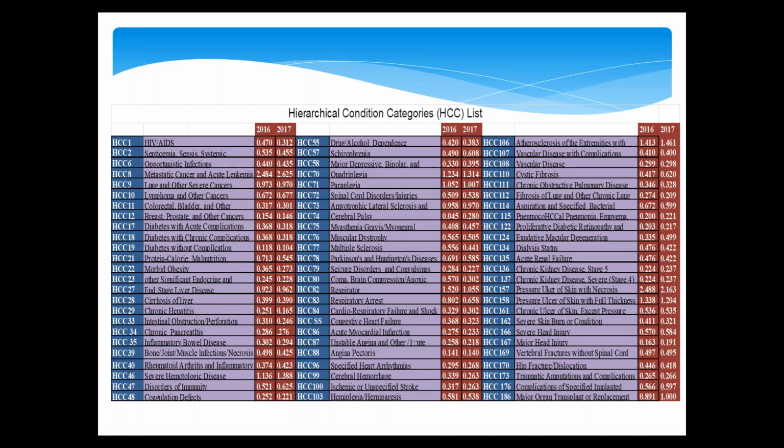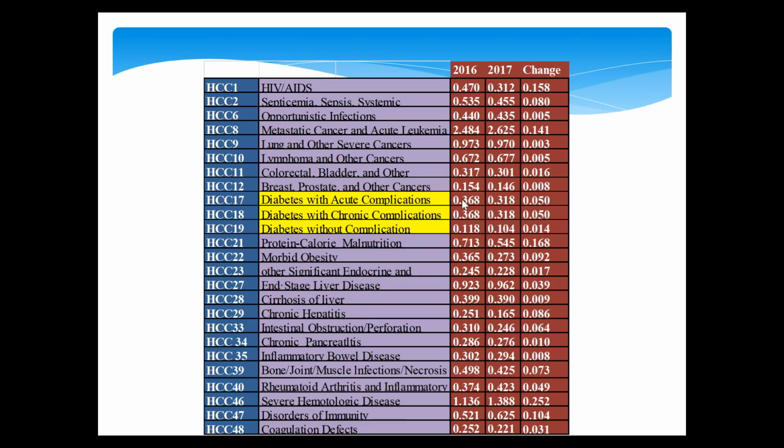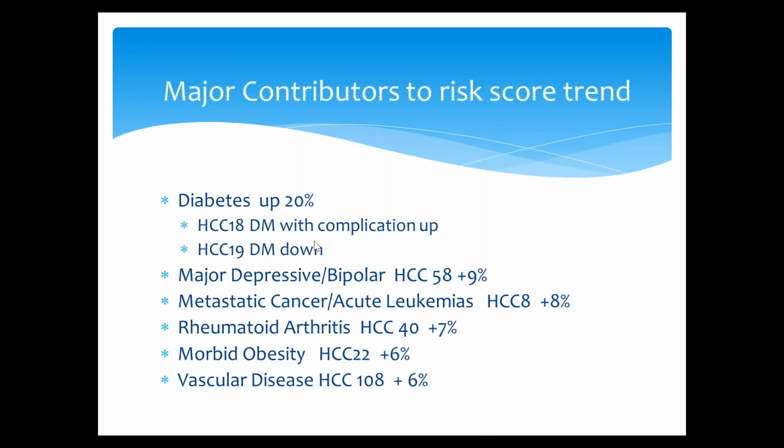This shows you each category and what its value is. So if you have a diagnosis within those categories, like we showed with diabetes here, in acute you got a 0.368. However, in 2017, that's dropped down to 0.318. And again, I'll show you the diabetes thing here. Even though these are very small changes, because there are so many people with diabetes, the cost change is dramatic. So when you look at this risk score trend going up, one of the major drivers is diabetes being up 20%.